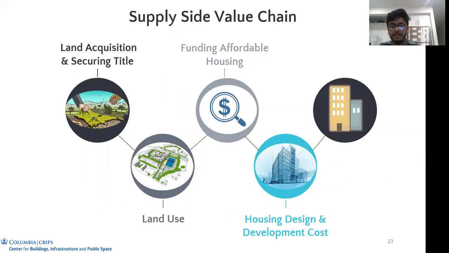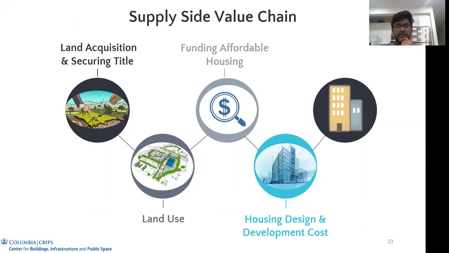Now let's discuss the challenges involved in the development of affordable housing in cities as dense as New York. There can be many challenges that need to be overcome. And to provide affordable housing, we have taken a value chain approach to determine the challenges.